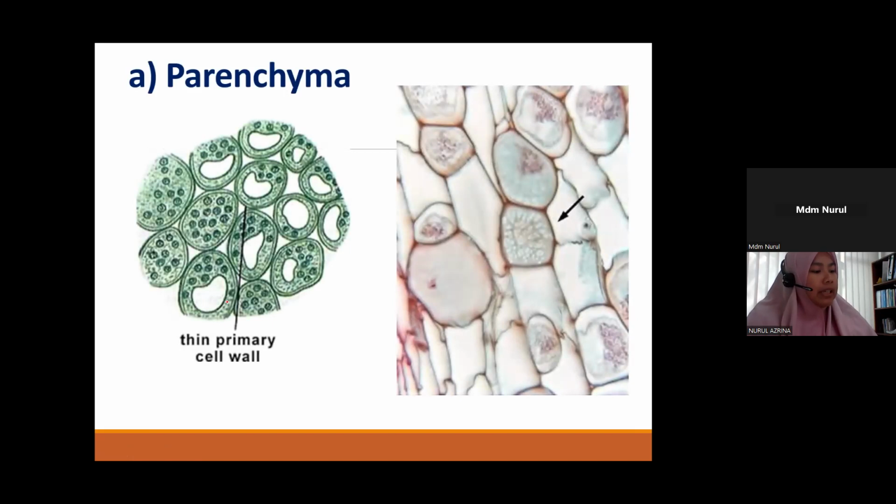So remember, you can see over here, it has very thin, flexible primary cell wall, right? So it has very large vacuole, all right? And then the nucleus or the cytoplasm will be pushed towards periphery. And some of the parenchyma cell also do have chloroplast. Okay, and that's why it is very important for involving in photosynthesis.